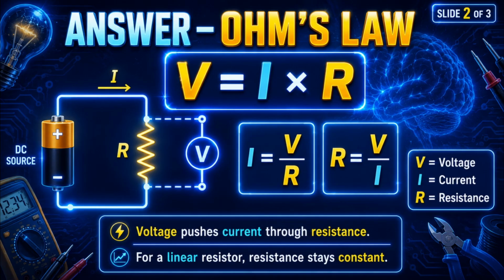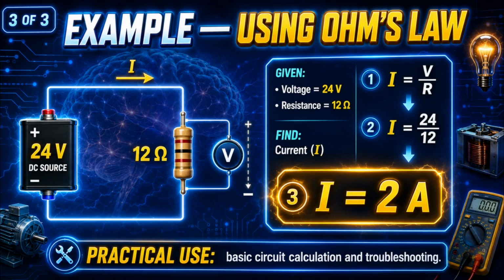From the same formula, current can be written as I equals V divided by R, and resistance as R equals V divided by I. For a linear resistor, the resistance remains constant. Now that we remember the formula, let's see how we actually use Ohm's law in a real circuit calculation. Now let's apply Ohm's law to this simple circuit. We have 24 volts and 12 ohms. Using I equals V divided by R, 24 divided by 12 gives us 2 amperes.